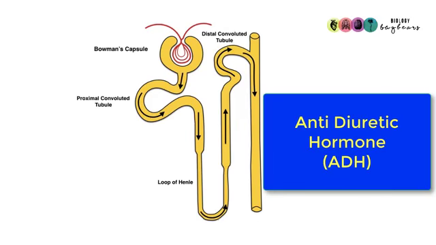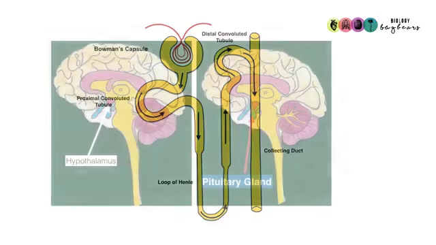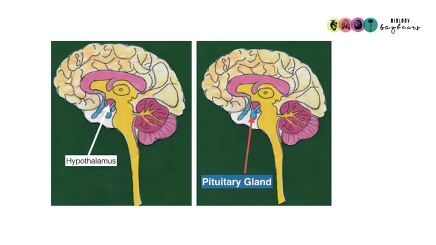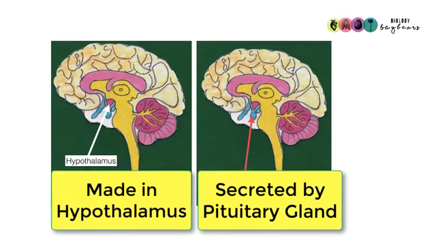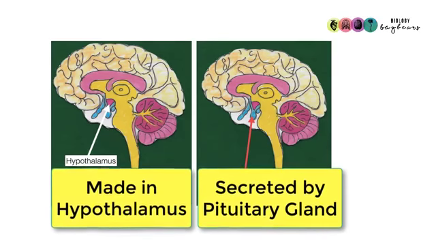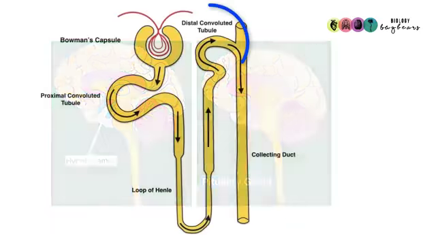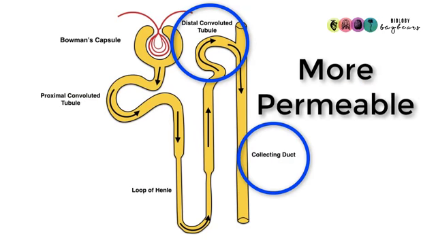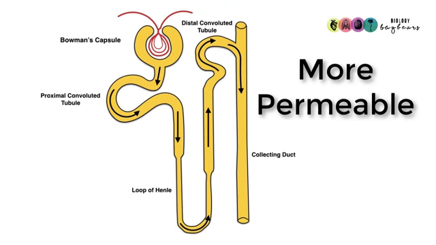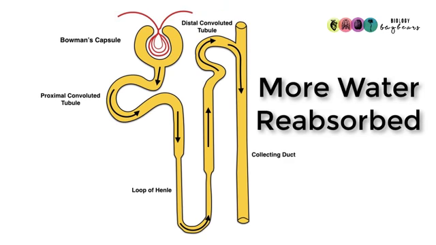This hormone, ADH, is made by the hypothalamus but is sent to the pituitary gland in your brain, where it is secreted when needed. It travels in your blood to the walls of the nephron, particularly the walls of the distal convoluted tubule and the collecting duct, making them more permeable, resulting in more water being reabsorbed. And the use of more and more twice in your answer is very important.